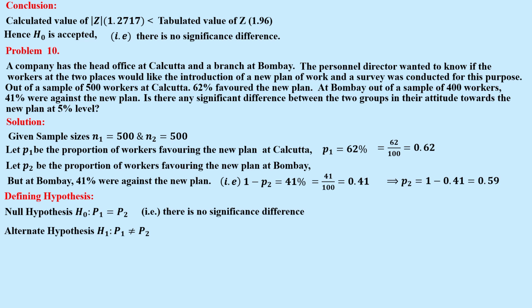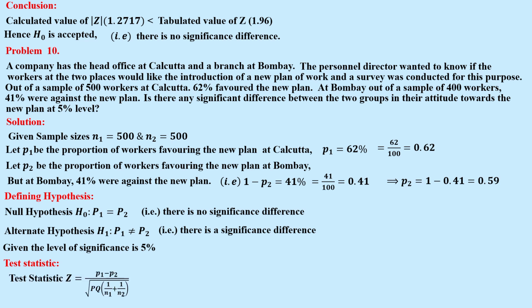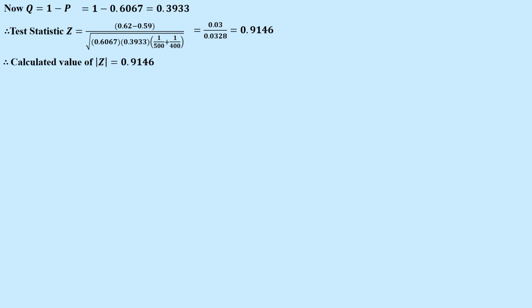H1, there is a significant difference, they differ in attitude. The given level of significance is 5%. Test statistic z is equal to P1 minus P2 by root of PQ into 1 by N1 plus 1 by N2. P is equal to N1 P1 plus N2 P2 by N1 plus N2. Substituting the values, you will get 0.6067. Before that we need Q equal to 1 minus P, that is 0.3933. So z is equal to 0.62 minus 0.59 divided by root of 0.6067 into 0.3933 into 1 by 500 plus 1 by 400. So you will get 0.9146.